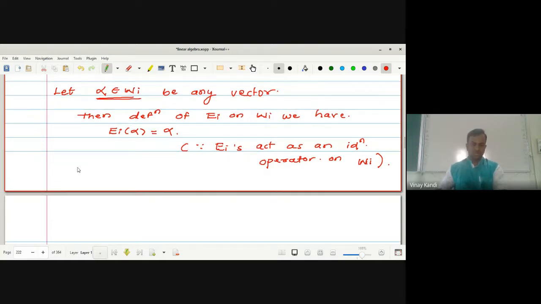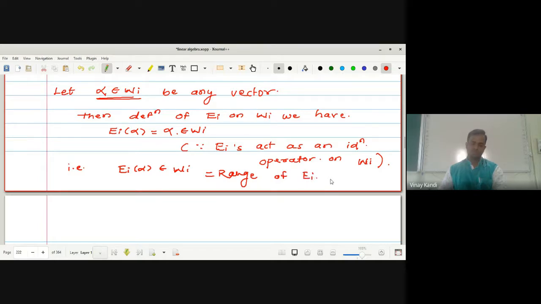Okay, so that means this element belongs to Wi. That means Ei of alpha belongs to what? Wi. Okay, that is equal to what? Range of Ei.